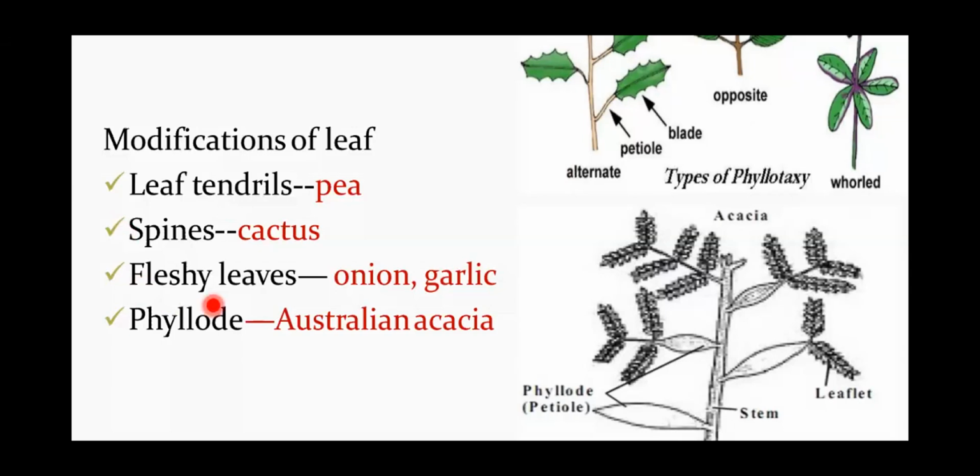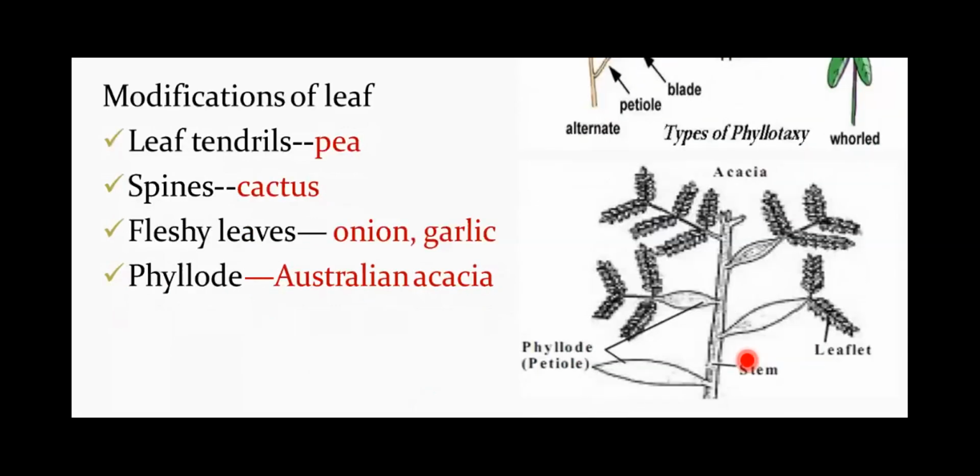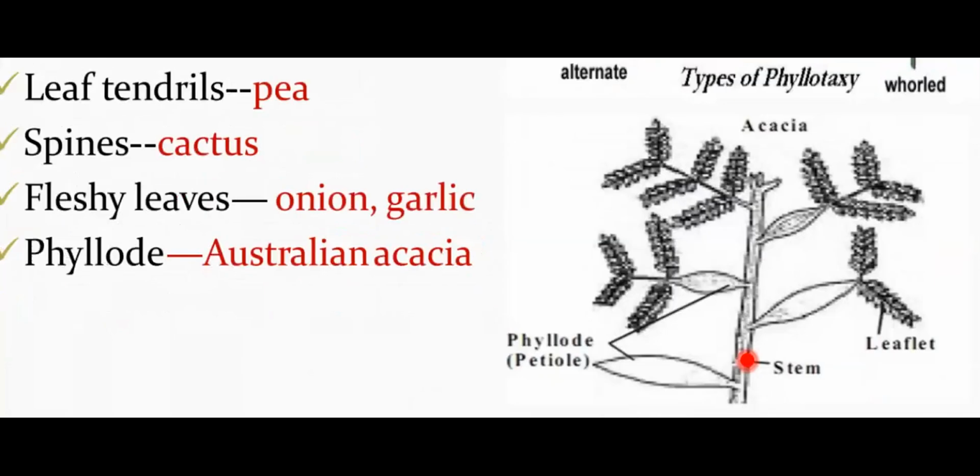One more modification is the fleshy leaves. Leaves can become fleshy, and they are designed to store food. The main function of fleshy leaves is storage of food, as you can see in the case of onion and garlic. One more modification of leaf is the formation of phyllodes. So what are phyllodes? You find phyllodes in the case of Australian acacia, which is a very good example for that. What are phyllodes? You can see the diagram here. So in phyllodes, what happens?